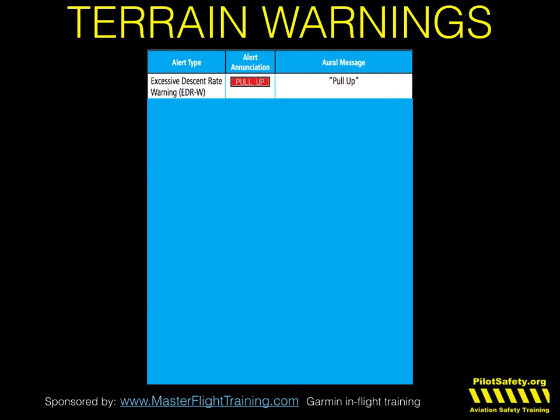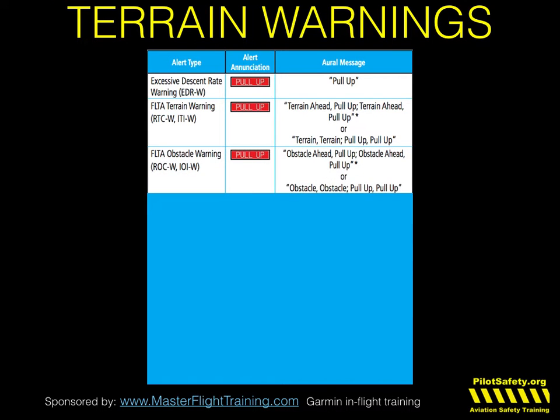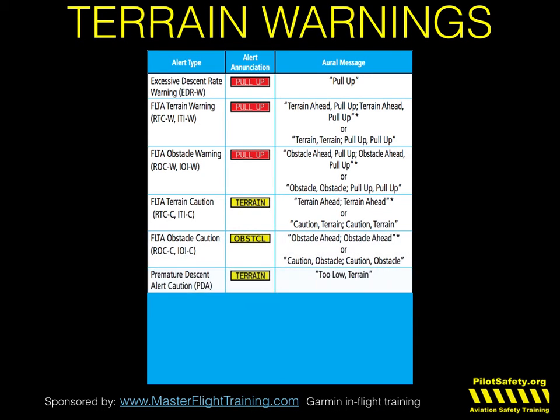So an excessive descent rate will flash pull up and will verbally say pull up. The FLTA terrain not only flashes, but it says terrain ahead, or terrain, pull up. An FLTA obstacle says the same thing, obstacle ahead. So FLTA is forward-looking terrain advisory. So it's only going to tell you about stuff in front of you. Same thing with a terrain caution. Same thing with obstacle cautions and a premature descent alert caution. So yellow, it'll flash yellow, and it'll say caution instead of pull up. That's the difference.